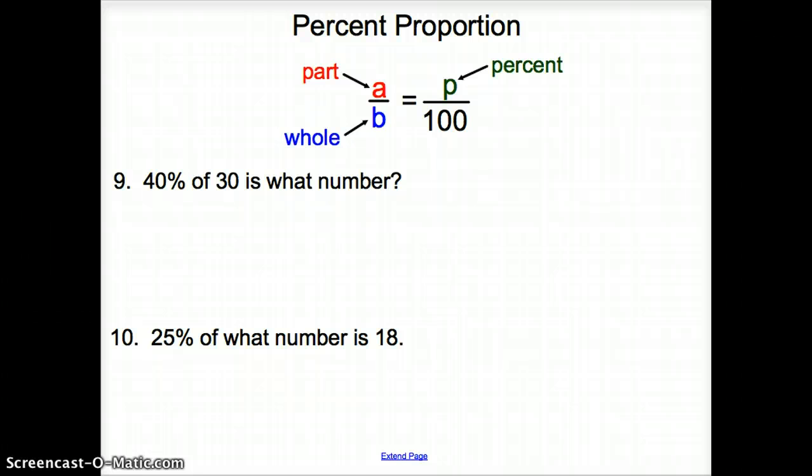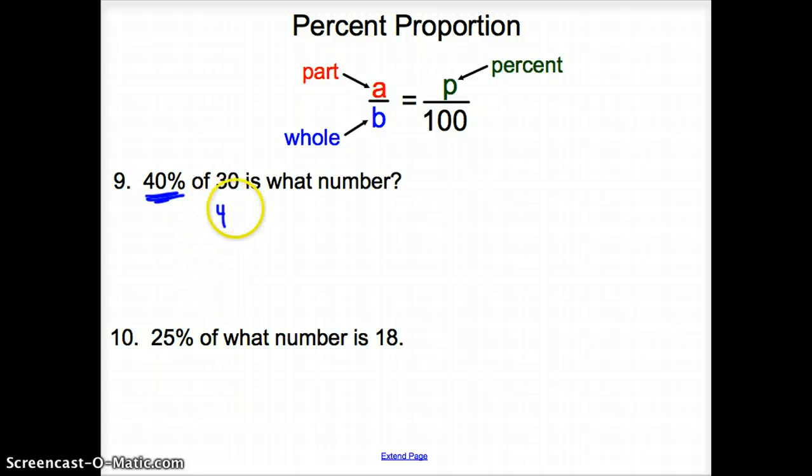Now, the percent proportion. This is your percent proportion, a very important proportion for you. Notice how we have part over a whole, and your percent will always be over 100. So if you see the percent sign, that number goes here. So let's take a look at number 9. 40%. I see 40% right away. I'm just going to plug in that percent immediately.